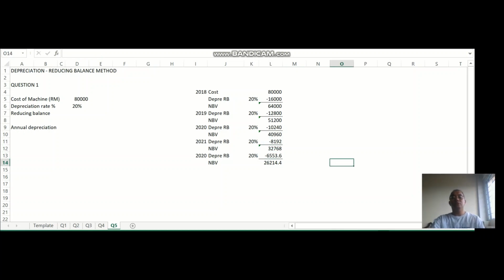So this is how you calculate the reducing balance method. Never mind, I will still give you another set of exercises that you can look through, so we can do it together. After this, I will show you how to calculate the accumulated depreciation. Until then, bye.